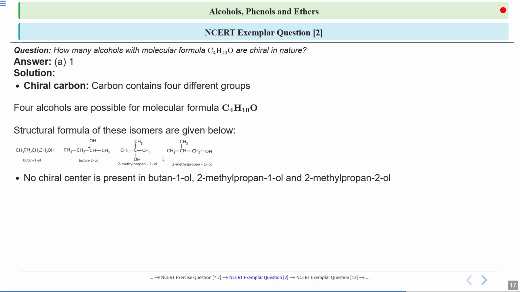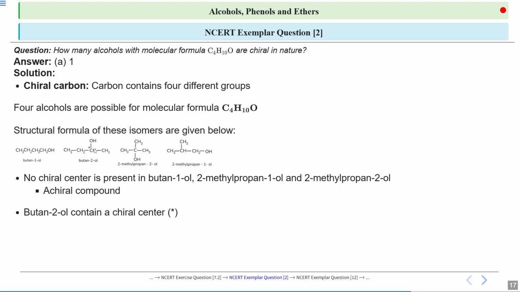Similarly, in 2-methylpropan-2-ol, no single carbon is present with 4 different groups. And similarly, in 2-methylpropan-1-ol, no carbon is bonded with 4 different groups. So these 3 alcohols are achiral compounds because they don't contain any chiral carbon. Only butane-2-ol contains a chiral center, which we represent by a star.